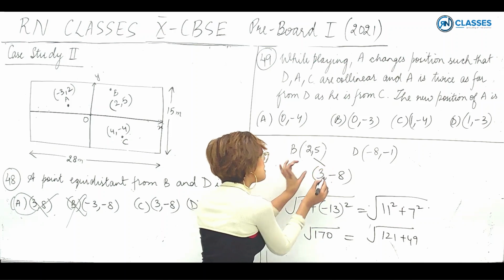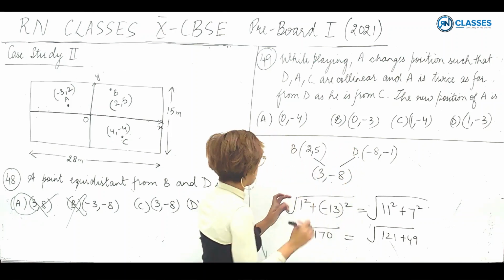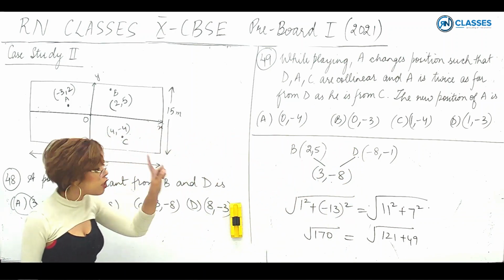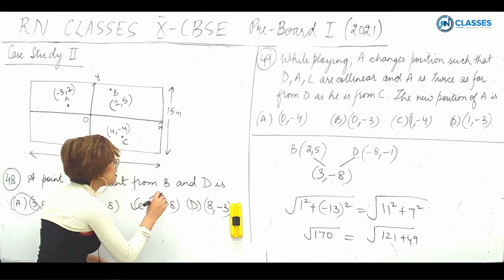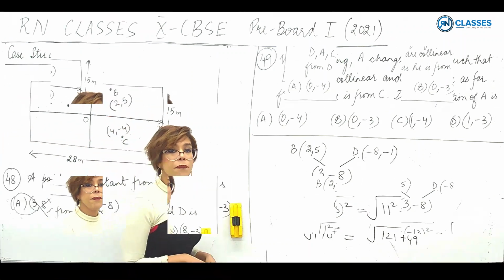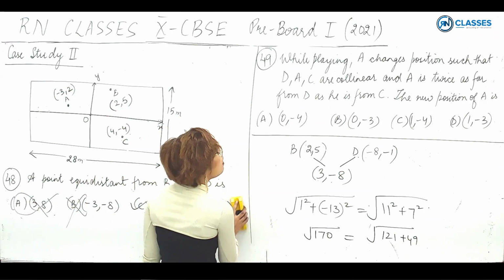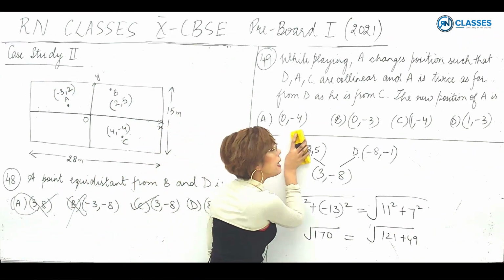That means this distance and this distance, they are equal. So 3 comma minus 8 is such a point which is equidistant from B and A. That is why option C is the correct one. Right. Now let's move on to question number 49.